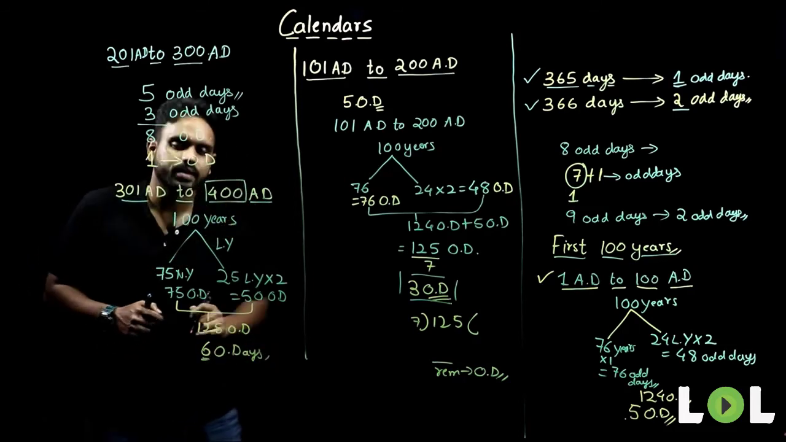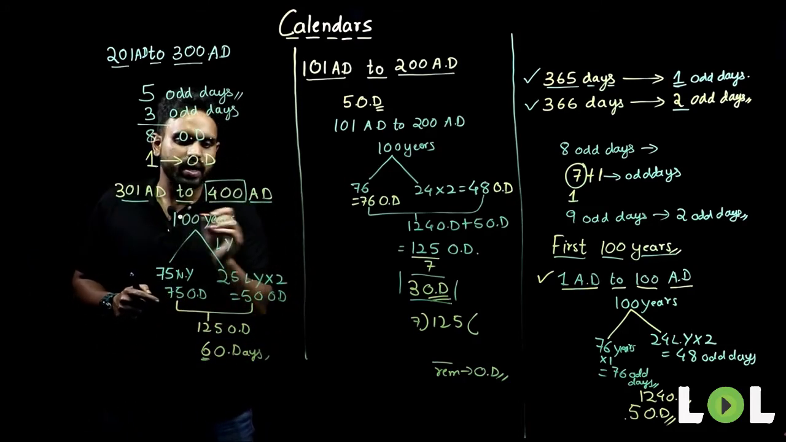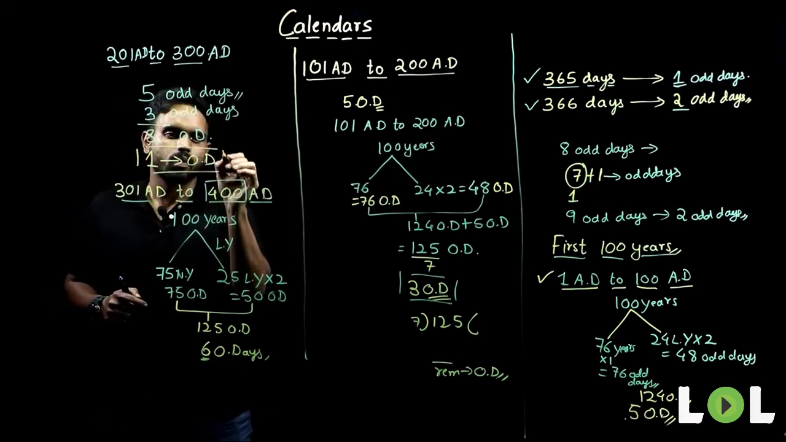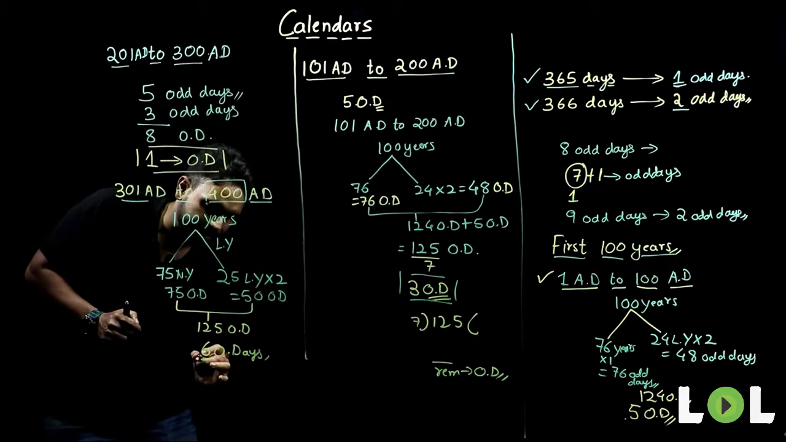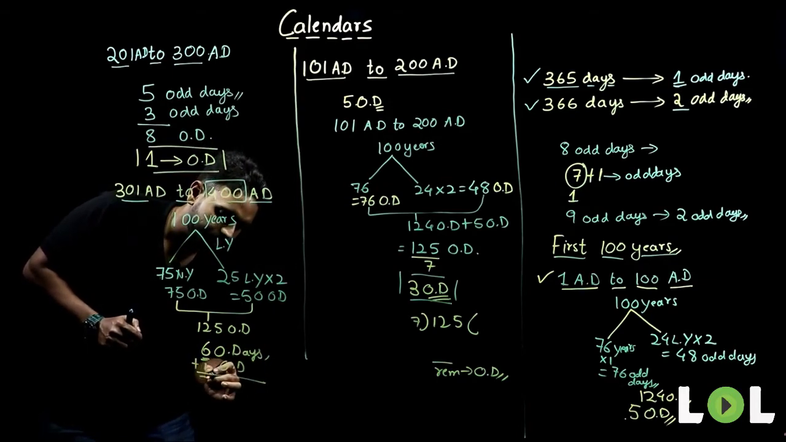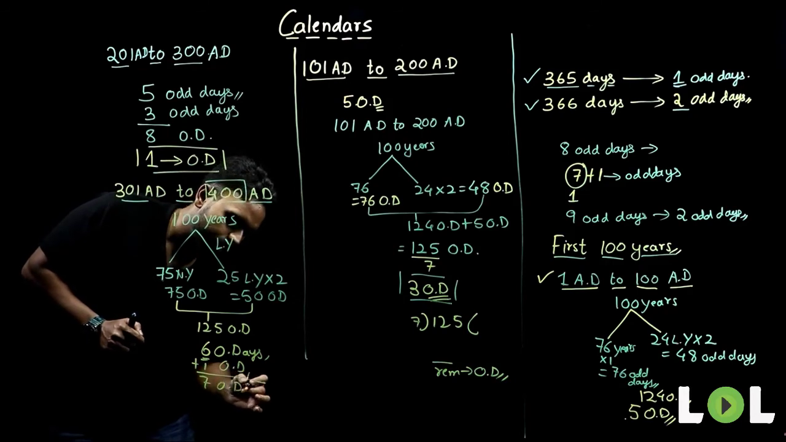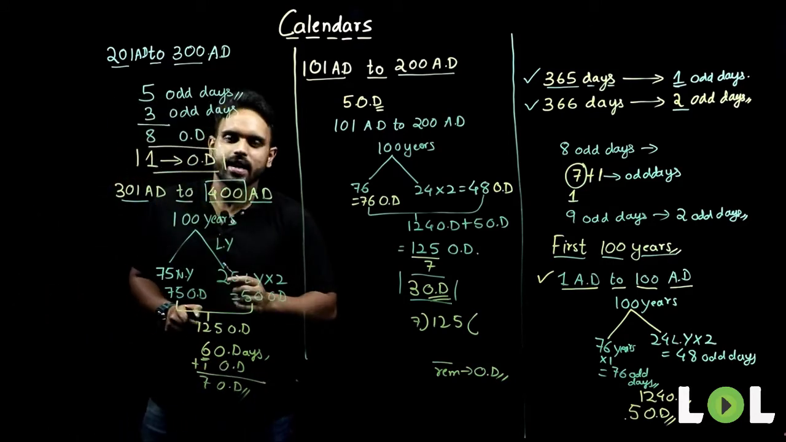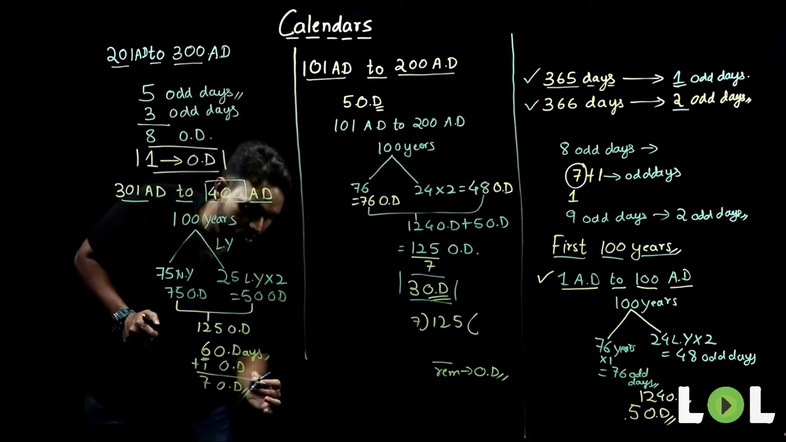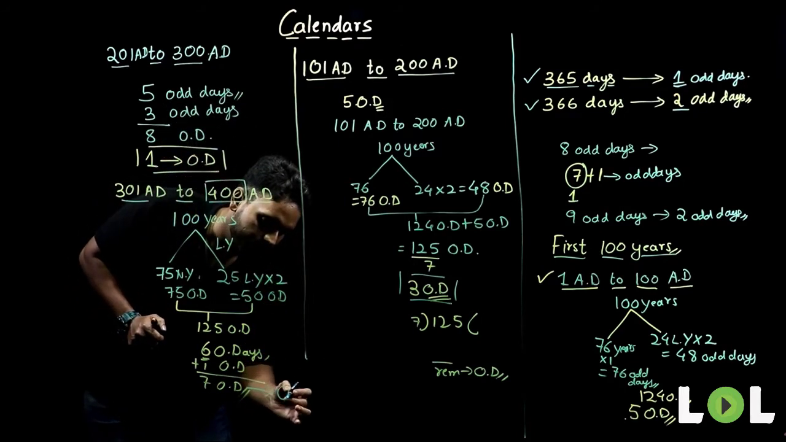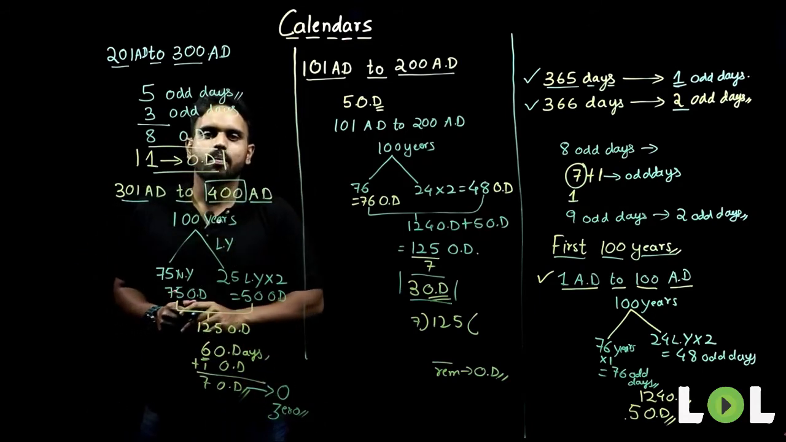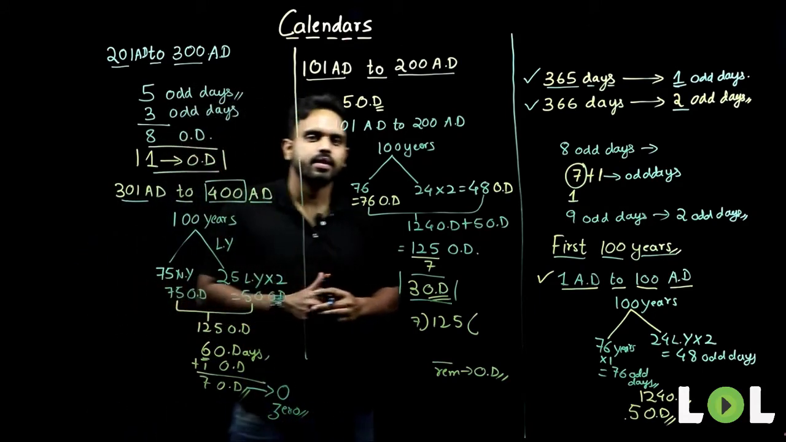6 odd days. From the previous century, how many odd days had I carried? 1 odd day. If I add it here, 6 plus 1 gives me 7 odd days. So using these 7 odd days, I can form a week. So how many odd days do I have in total? I have 0 odd days.